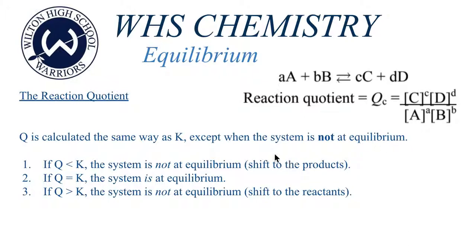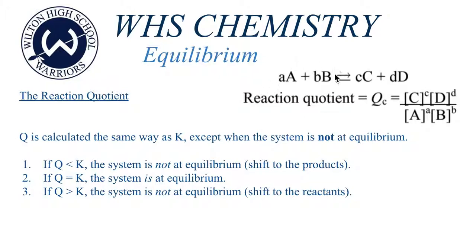And so now we need to use Q. We interpret Q and K to determine where the shift is, where the reaction is at that point in time. So if Q is less than K, the system is not at equilibrium, clearly, and it would be a shift to the products, because since Q is less than K, there's more reactants than there are products. So that means that it has to shift to produce more products to compensate for that overtake of reactants. When Q is equal to K, the system is at equilibrium.